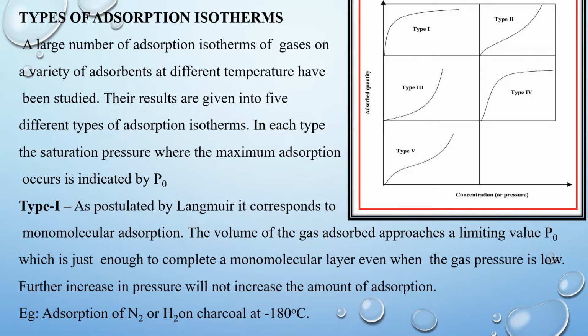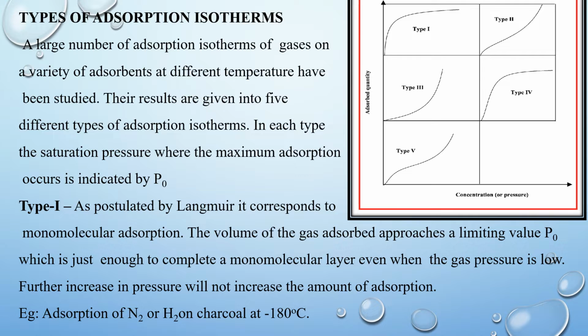Now let us see the types of adsorption isotherms. A large number of isotherms of gases on a variety of adsorbents at different temperatures have been studied, but their results are grouped into 5 different types of adsorption isotherm. In each type, the saturation pressure where the maximum adsorption occurs is indicated by P0.